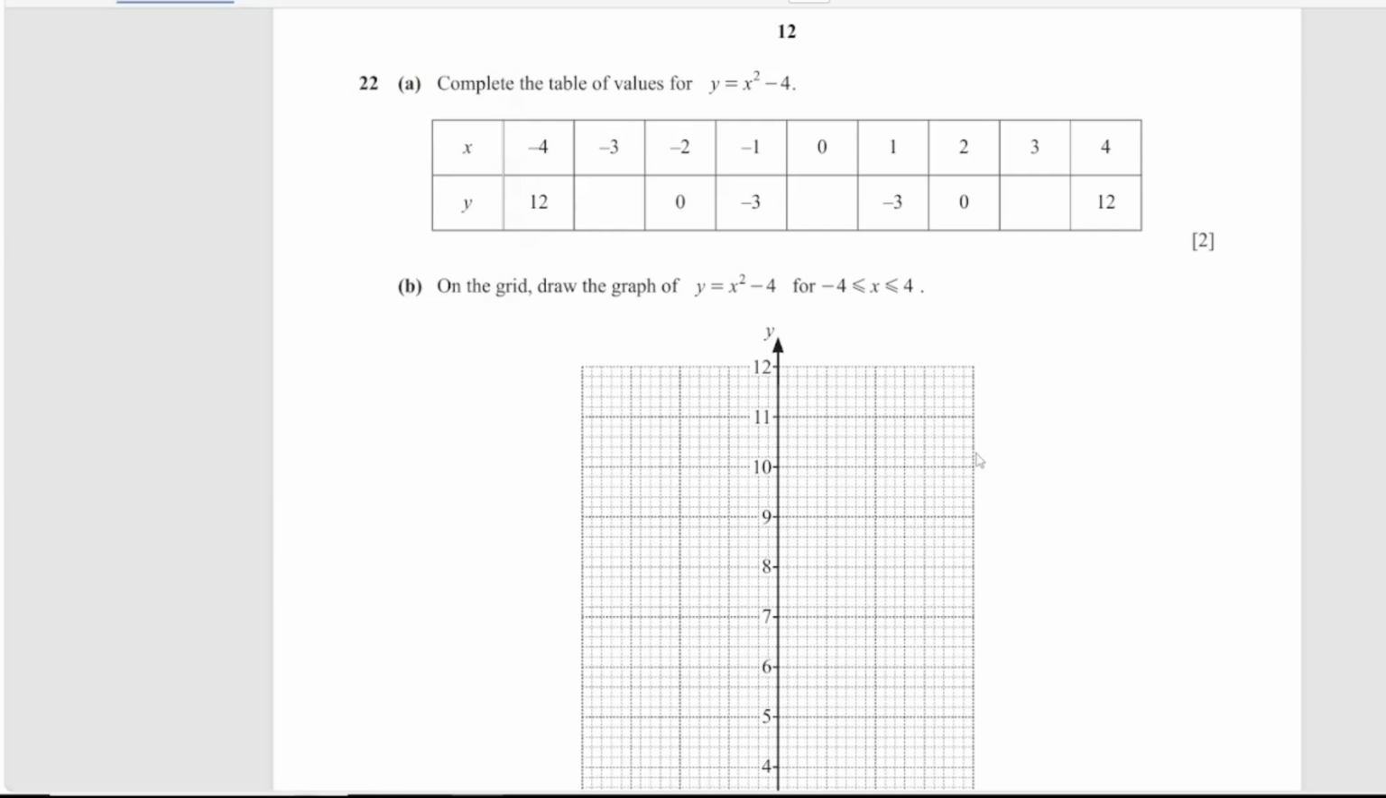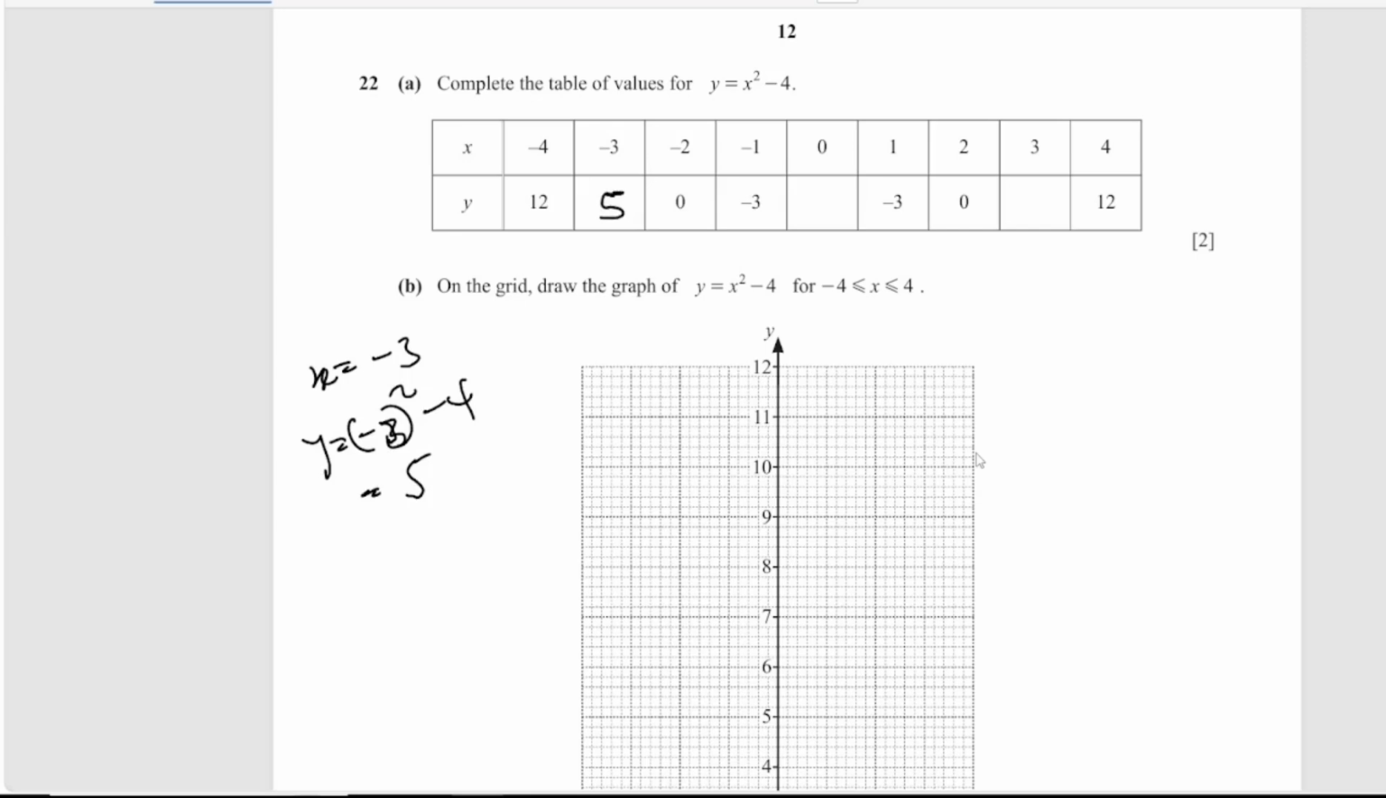For the first part, I'm doing only one of them. When x is equal to negative 3, y is equal to negative 3 squared. Make sure you are squaring everything in brackets. Minus 4. That's going to be 9 minus 4, which is 5. So over here we have 5.